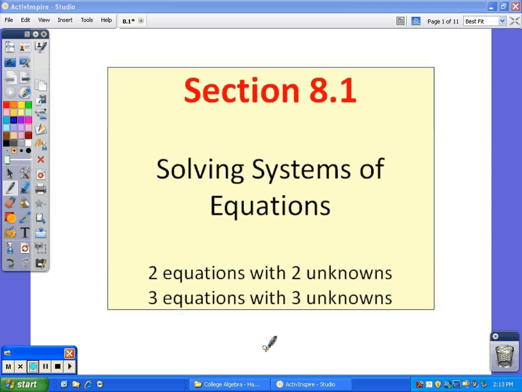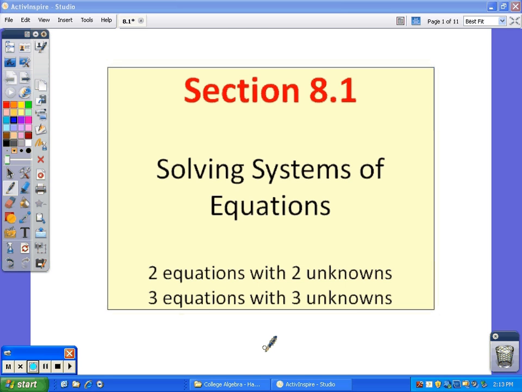Chapter 8, Section 1, we are solving systems of equations. Now the word system means more than one, so we're looking at solving more than one equation at a time. So we're going to look specifically at how to solve two equations with two unknowns, and then we'll move on to three equations with three unknowns.